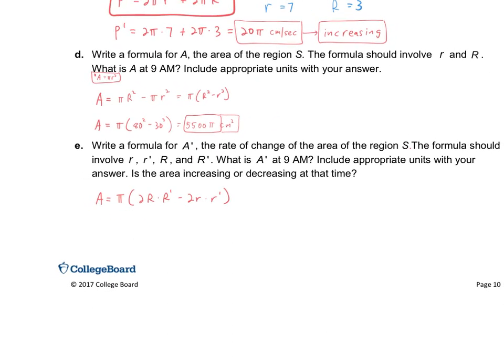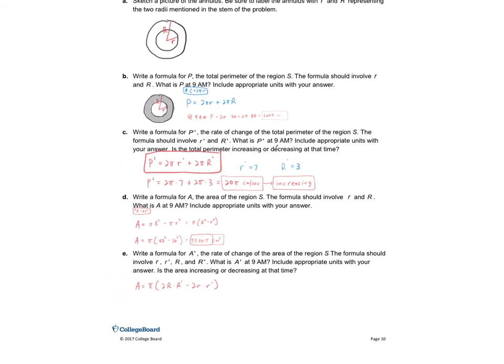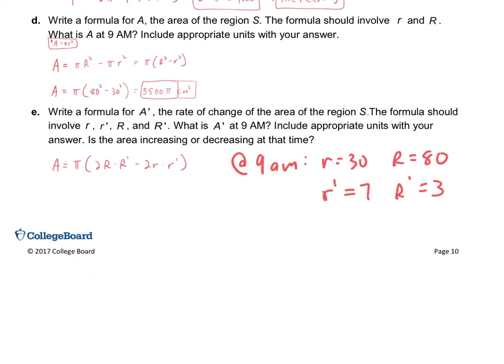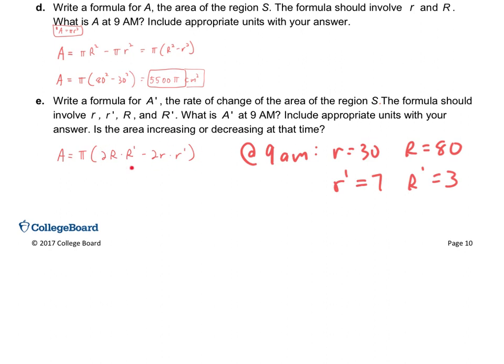What is A prime at 9 a.m.? At 9 a.m., we have all this information. They tell us little r is 30, big R is 80. Little r is increasing at 7, so little r prime is 7. Big R is increasing at 3, so big R prime is 3. That's all the variables that we'll need to substitute to get A prime. This should be A prime here also.